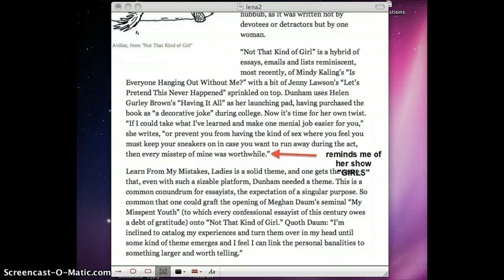Alright, I hope you found those strategies useful, and keep an eye out for annotation strategies used in fiction.